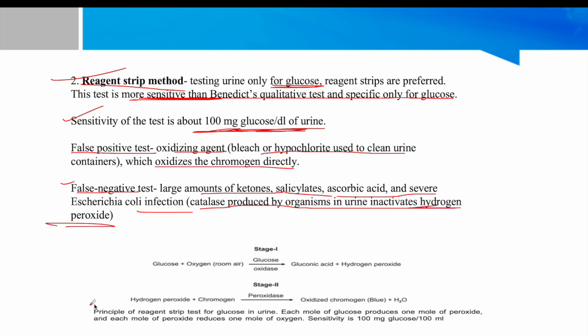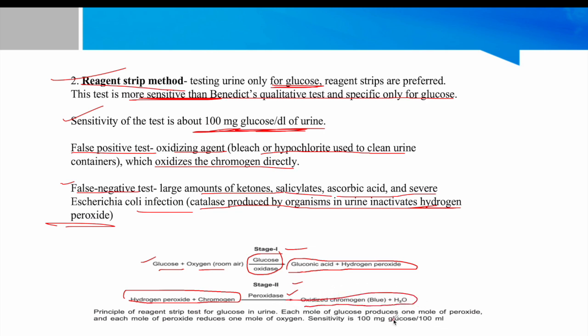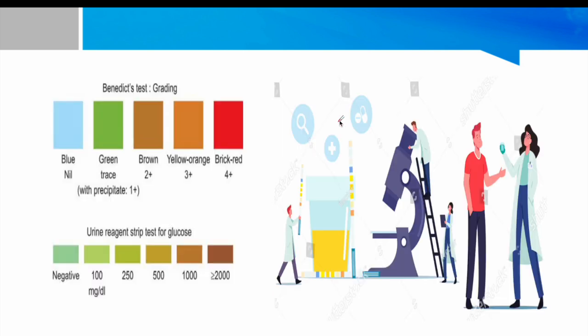Now, the principle of the reagent strip test. There are two stages, stage 1 and stage 2. In stage 1, the glucose reacts with oxygen in the room air in the presence of glucose oxidase and converts into gluconic acid plus hydrogen peroxide. Now, in stage 2, the hydrogen peroxide reacts with the chromogen in the presence of peroxidase enzyme and converts into the oxidized chromogen, which is blue, plus water, which is measured. And as I already told you, the sensitivity is 100 mg glucose per deciliter of urine.